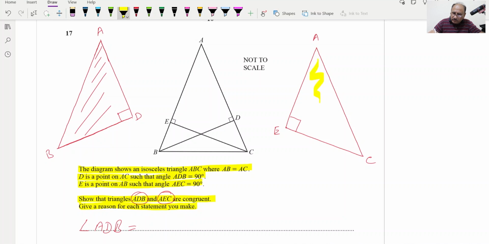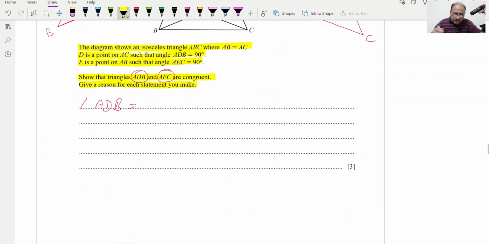In this other triangle, this is angle AEC, so we can write angle AEC is equal to 90 degrees. And where did we get this from? We got this from here. These two angles are 90 degrees, so we will give the reason.